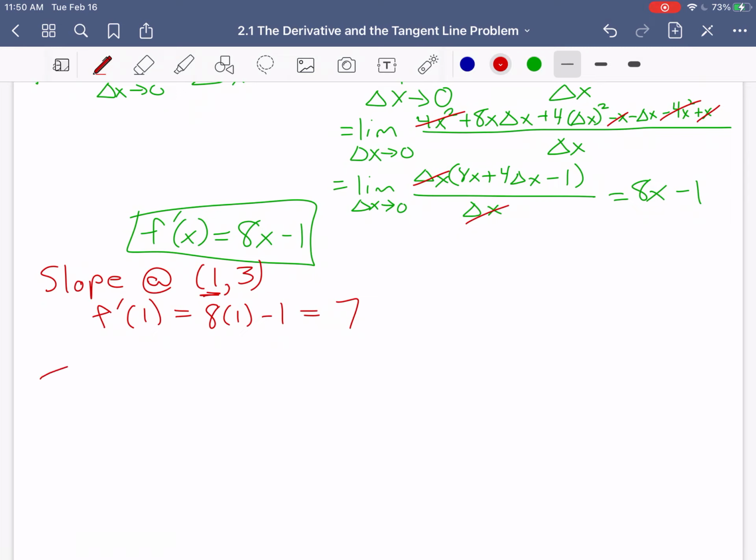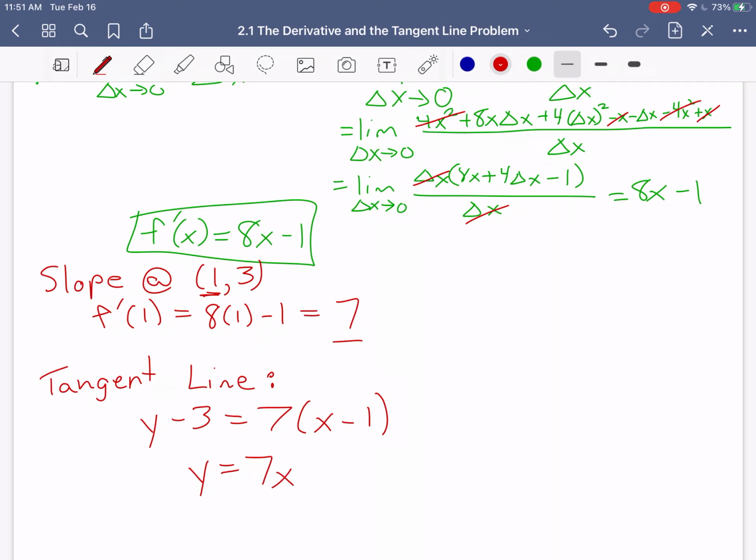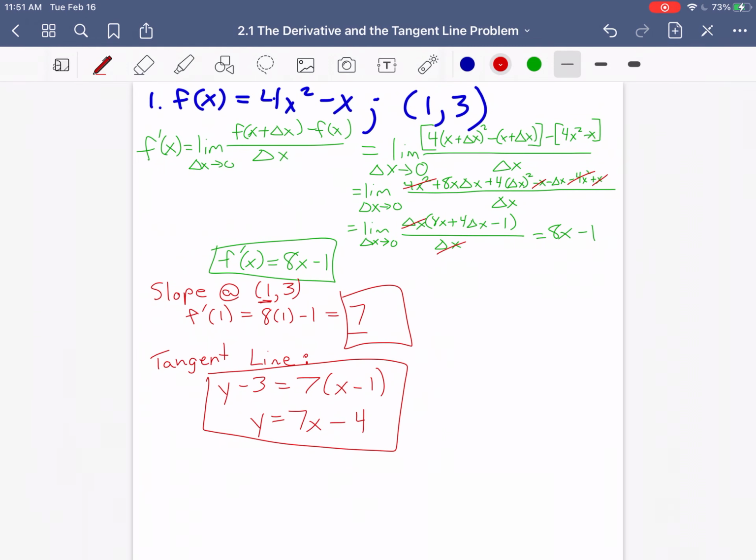The equation of that tangent line, we can write this in point-slope form. So we have y minus the y value, which is 3, is equal to the slope, 7, times x minus the x value, which is 1. So that's a perfectly valid equation for the tangent line. But if we're asked to put it in slope-intercept form, we could solve that for y. And when we solve that for y, we'd get y is equal to 7x minus 4. And there's the equation of the tangent line.